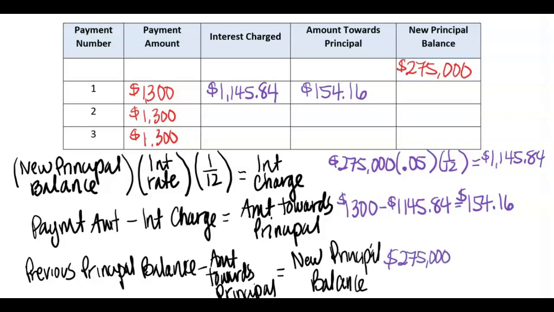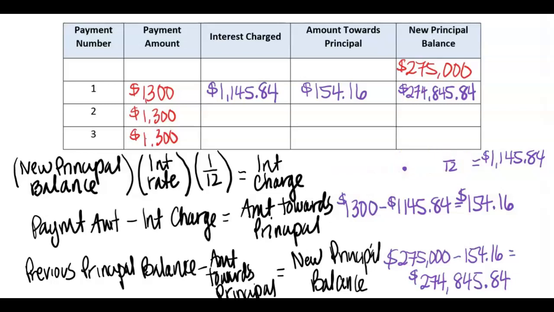To find the new principal balance, we take $275,000, that's the previous balance, subtract $154.16 to get $274,845.84. So the new principal balance will be $274,845.84.